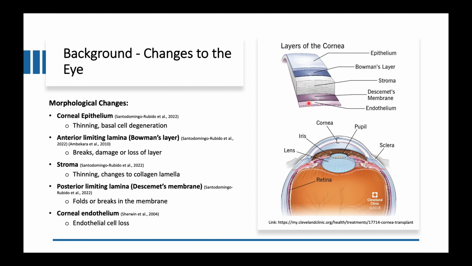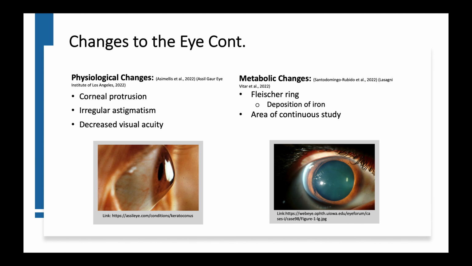The exact effects that keratoconus has on the corneal endothelium are less understood. However, research suggests that ruptures in the Descemet's membrane are responsible for this cell loss. We will now discuss physiological changes.